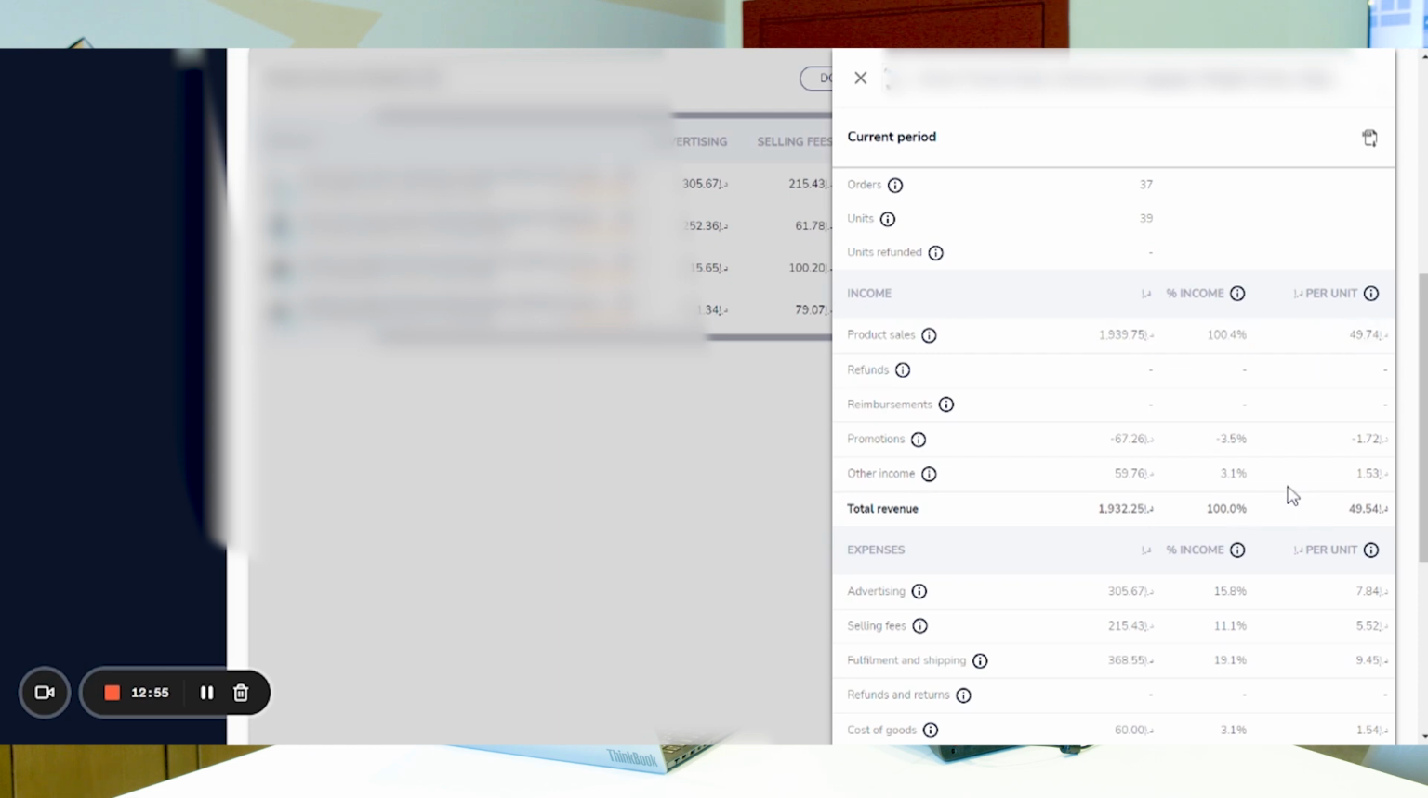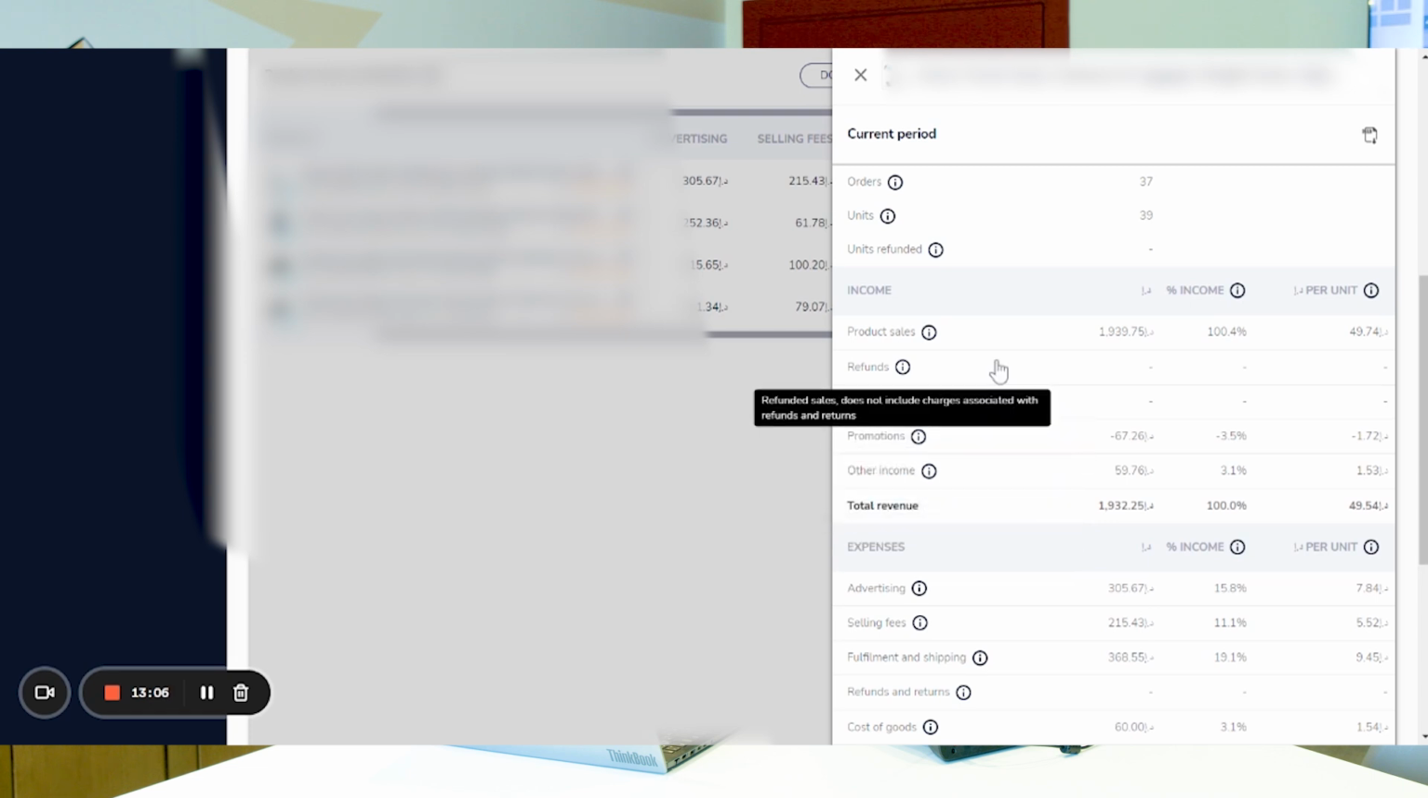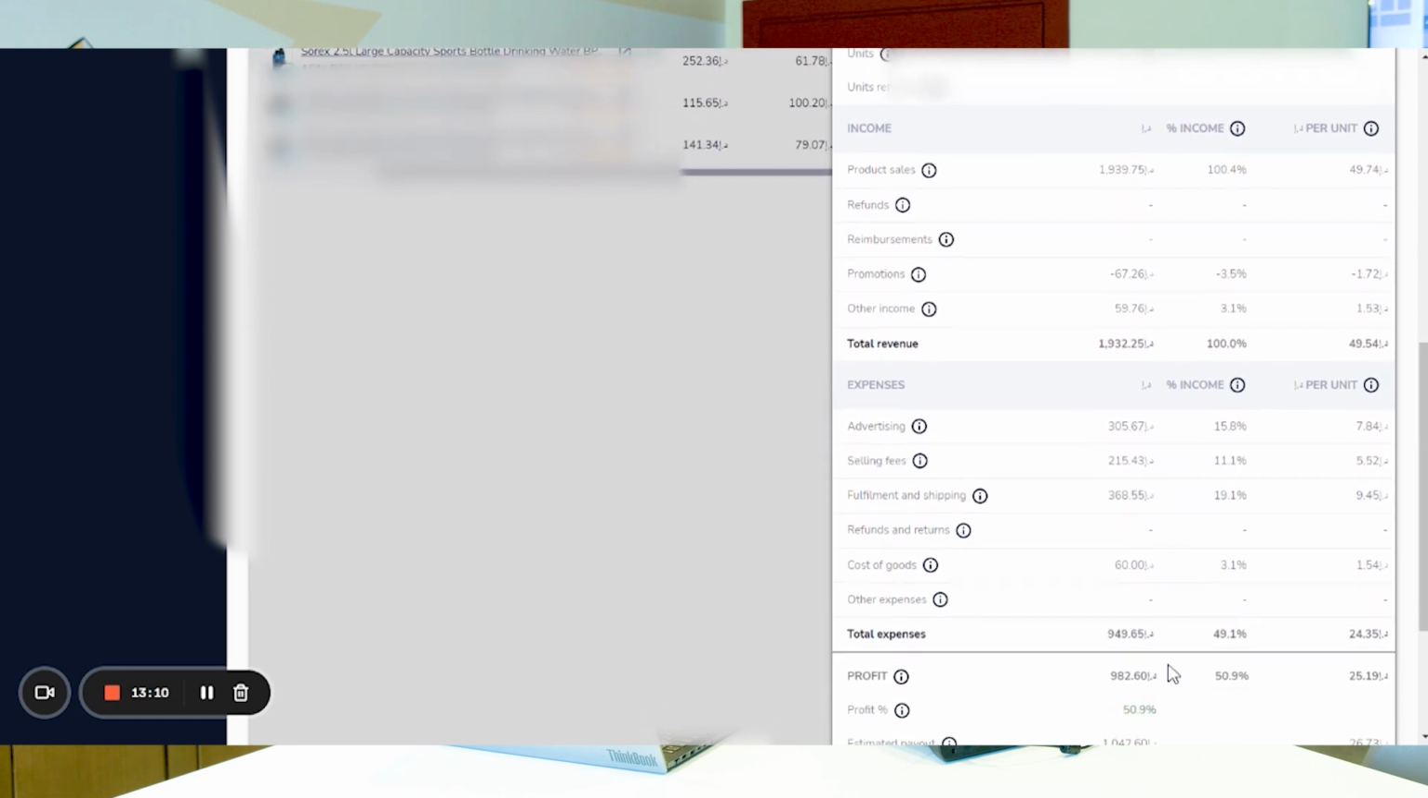Promotions would be coupon codes or discounts. Other income would be anything else additional to that. And you can just put your mouse here in order to see what each and everything means. Refunds, reimbursements, if there's any. You look at your expenses, and now we can look at the expenses in an easier way to understand.